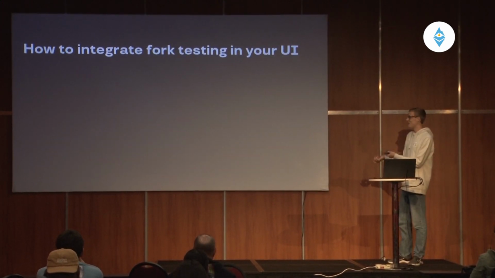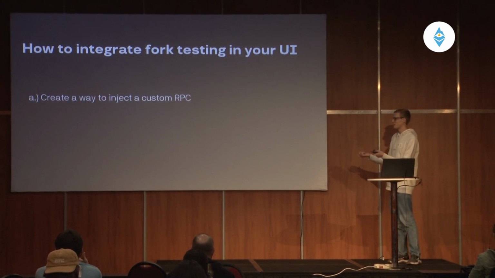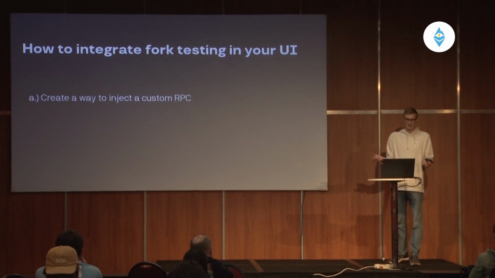So how do you actually integrate fork testing? There are kind of two main ways to do this that I've seen.